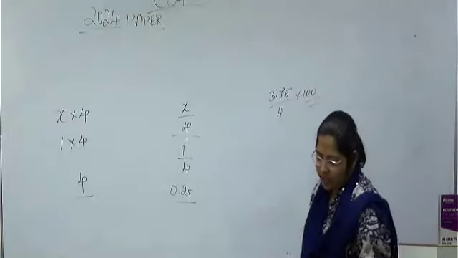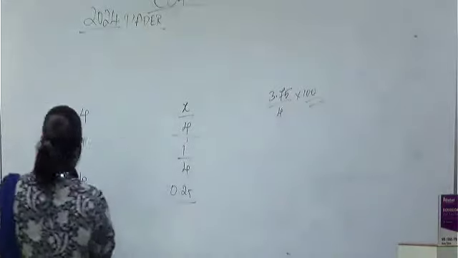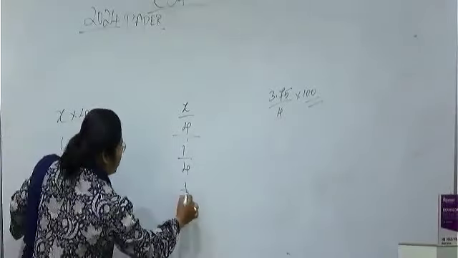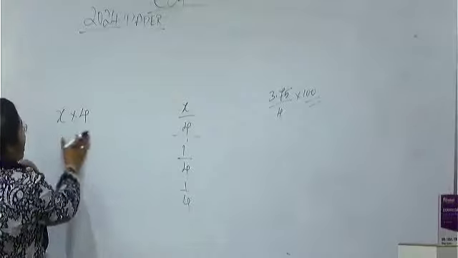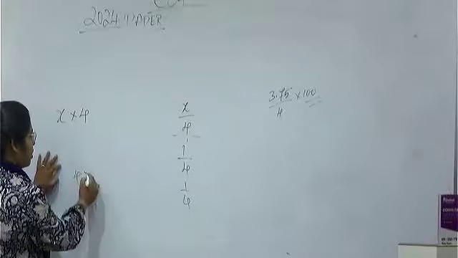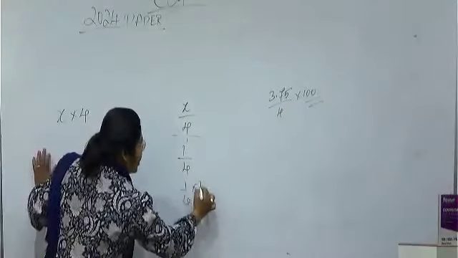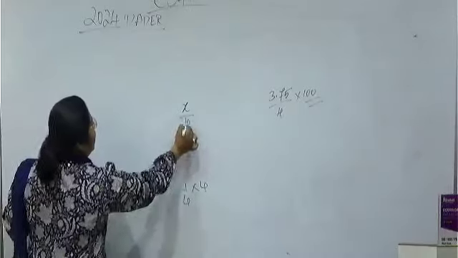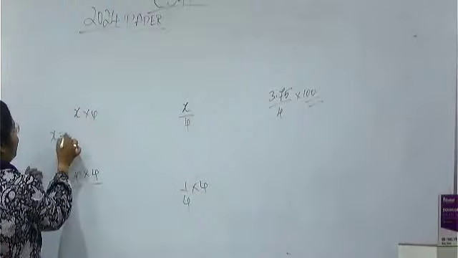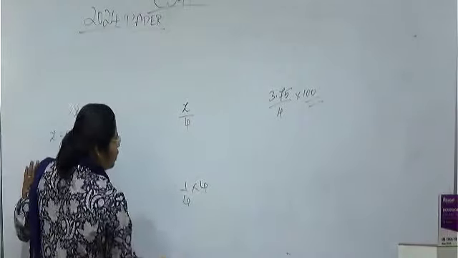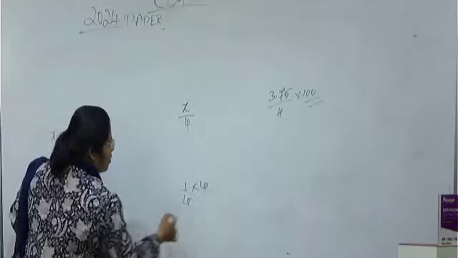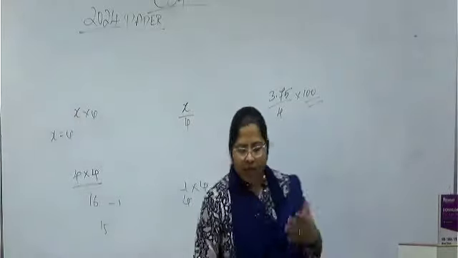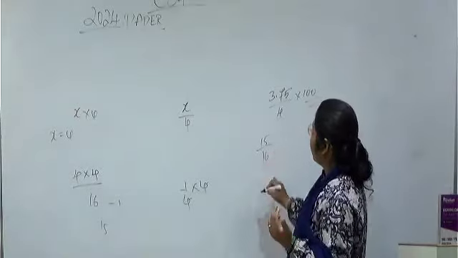Or else you can also do it like this. Rather than taking 1, take the number x as 4, to make your work easy. x by 4, x into 4, x is equal to 4. Now 4 into 4 gives 16, and 4 divided by 4 gives 1. What is the difference? 15. 15 is the difference upon 16, into 100.